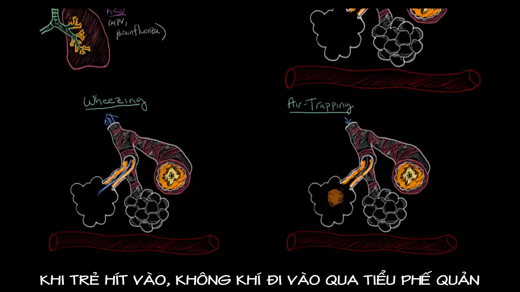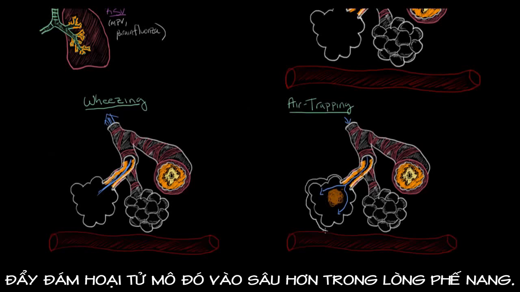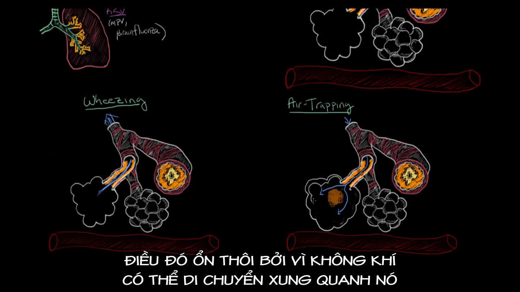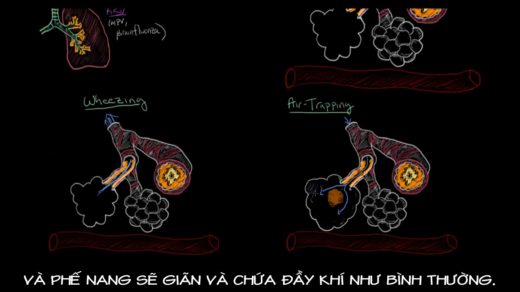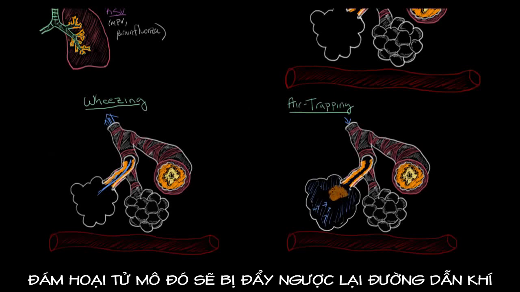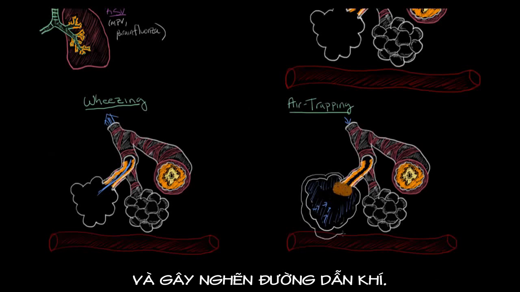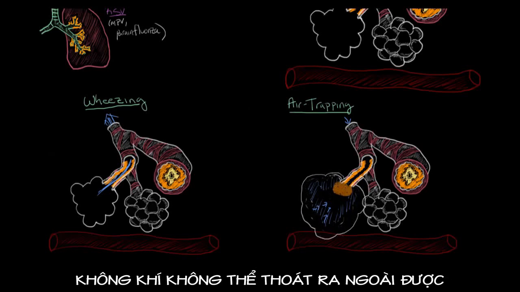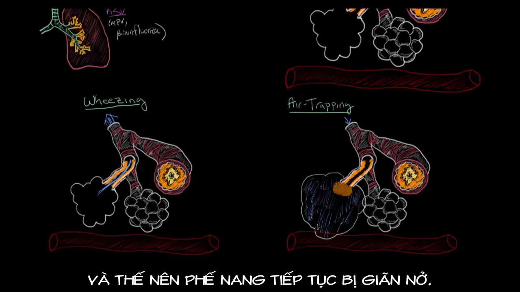And what happens is when the child breathes in, the air that's coming in through the bronchiole pushes that necrotic mass deeper into the airway, into the alveoli, and that's okay because the air is able to come around it, and the alveoli expands as it normally does, and it fills with air. However, as soon as the child tries to breathe out, that necrotic mass is then pushed back up against the airway, and it blocks the airway, and the air isn't able to exit, and so the alveoli stays enlarged.